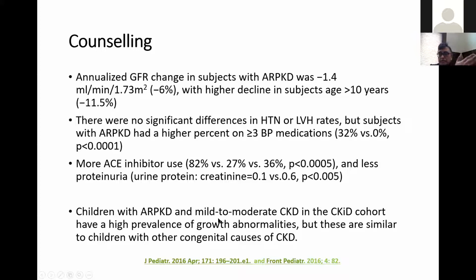But again, going from the research to the bench to the bedside, what are you going to tell the patient? This is a nice paper that came out in Frontiers in Pediatrics and the Journal of Pediatric Nephrology, with my mentor, Catherine Dell, who has a special interest in ARPKD. We looked into the data from CKiD and found that the annual GFR change in subjects with ARPKD was minus 1.4, with a higher decline in subjects more than 10 years old. There was no significant difference in hypertension or left ventricular hypertrophy rates, but subjects with ARPKD had a higher percentage on 3 blood pressure medicines and more ACE inhibitor use. Children with ARPKD and mild to moderate CKD in the CKiD cohort have a higher prevalence of growth abnormality, but this is similar to children with other congenital causes of CKD.